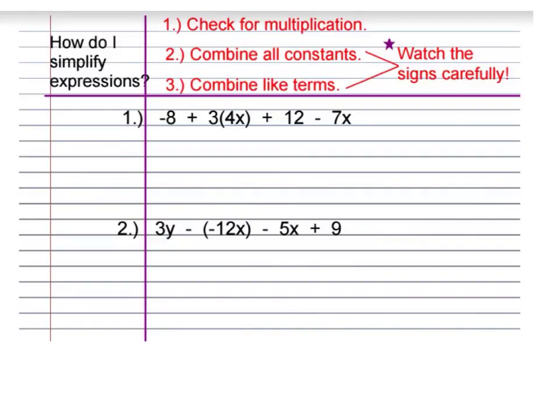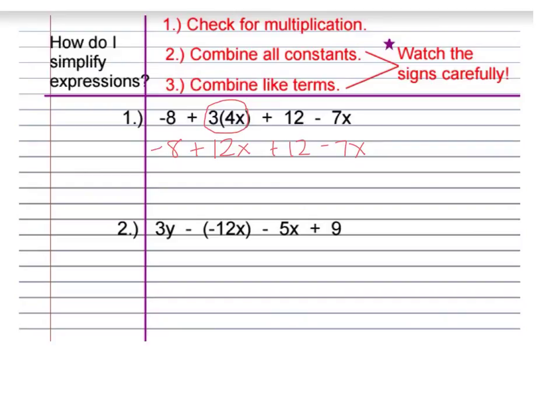So let's practice that. Let's look at number 1. Okay, do you see any multiplication? Negative 8 plus 3 times 4x. So we're going to start there. 3 times 4x is 12x. So my new expression is negative 8 plus 12x plus 12 minus 7x. So we've done our multiplication.